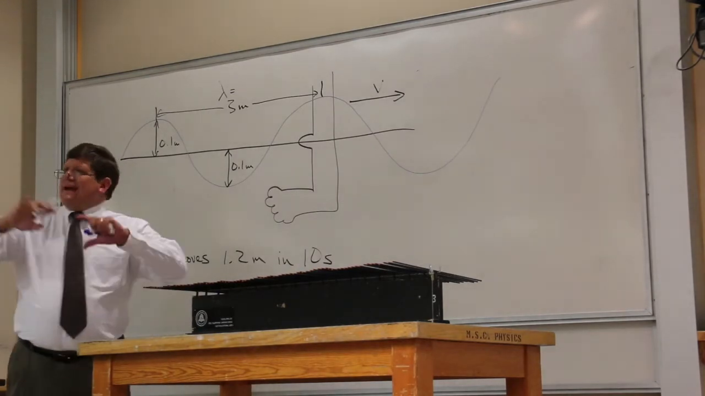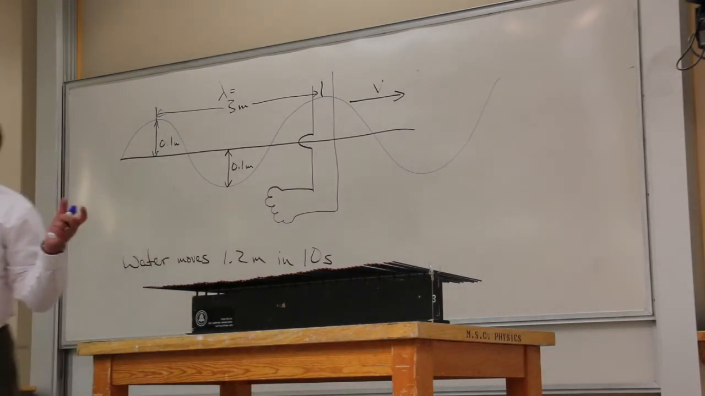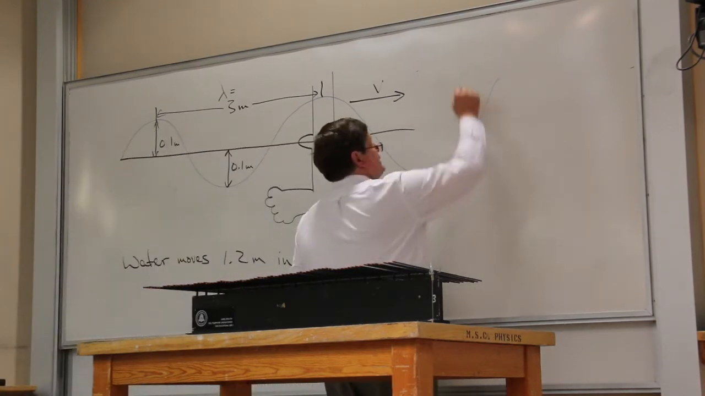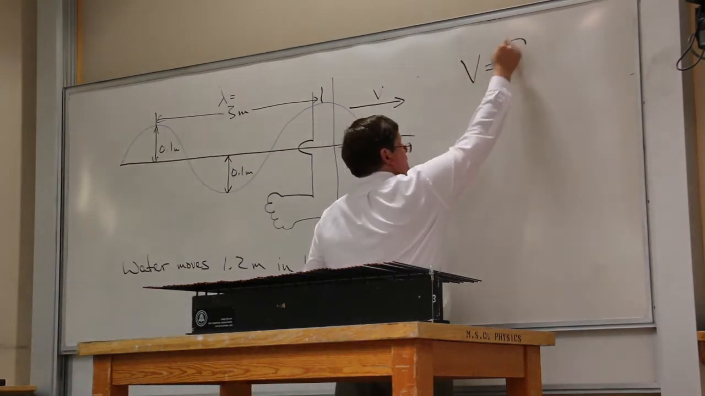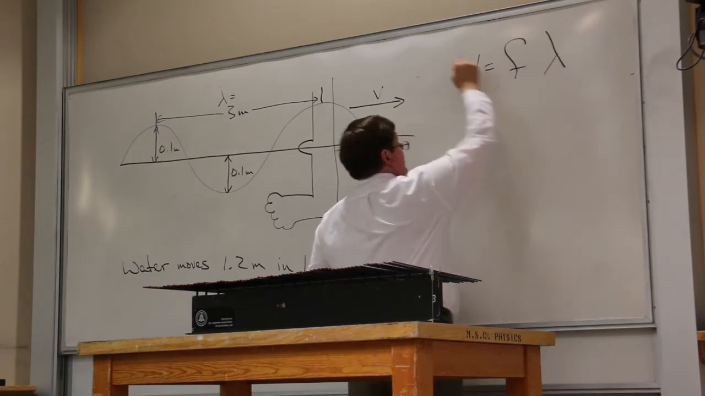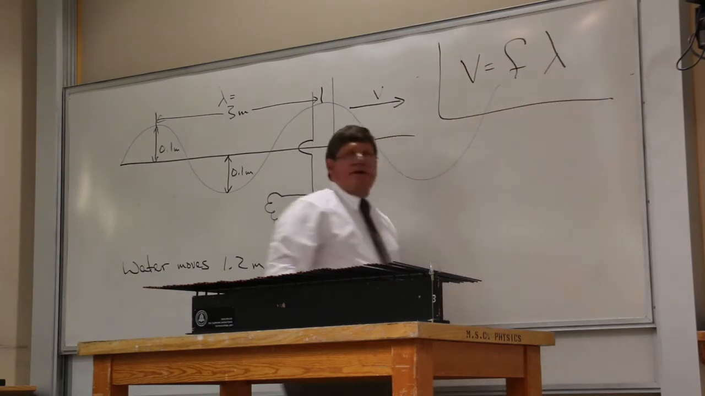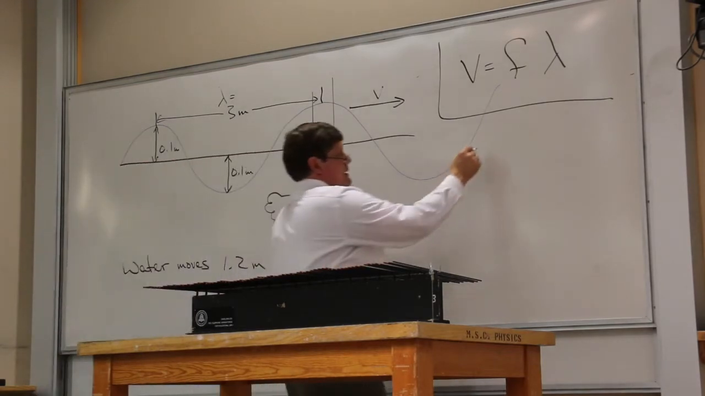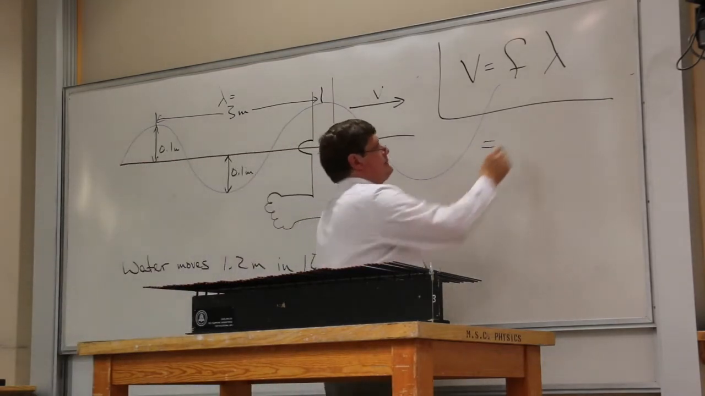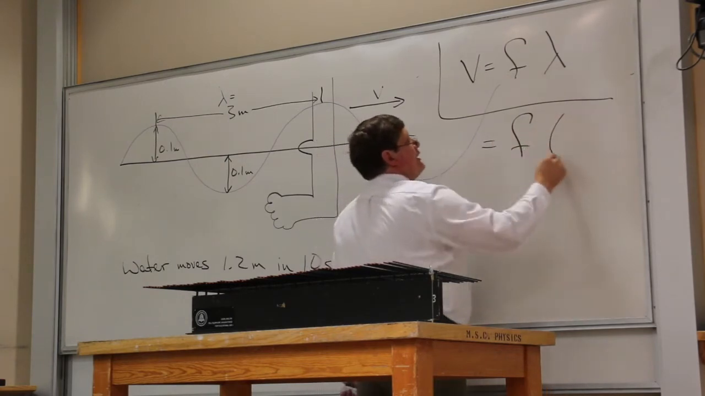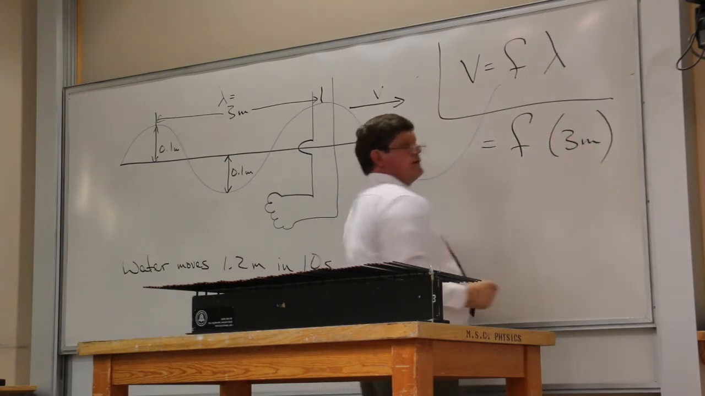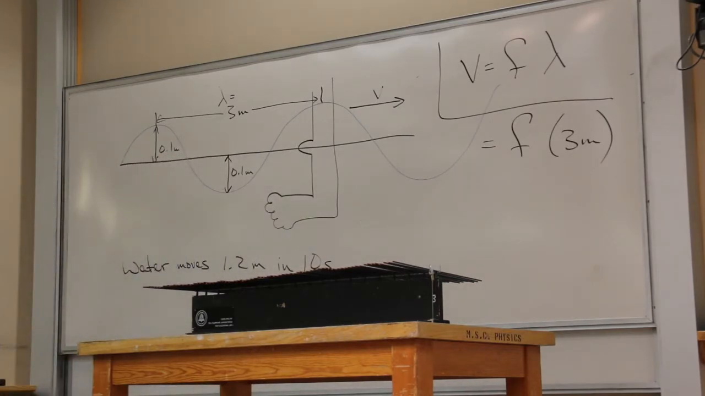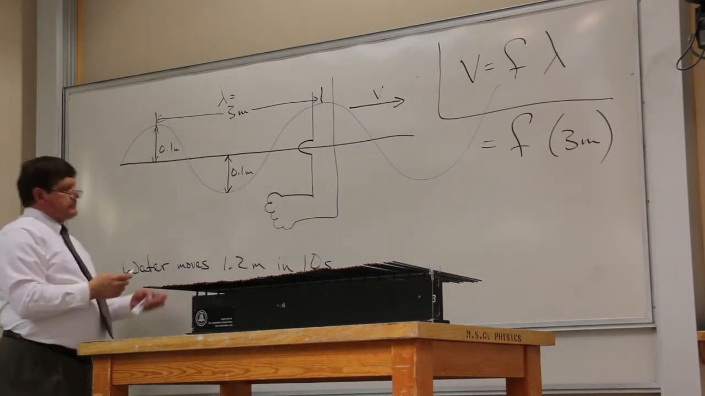Now remember, any wave, whether it's longitudinal, transverse, moving or standing, obeys this formula. We call that the wave equation, the Grand-High wave equation. And as you look at this equation, you see that you're halfway there. If I only knew the frequency, I could multiply it by the wavelength of 3 meters, and I'd be done. So that's my new goal, to find the frequency.